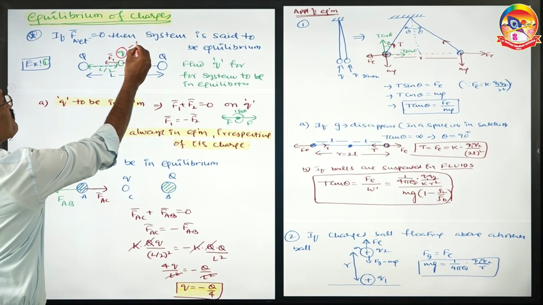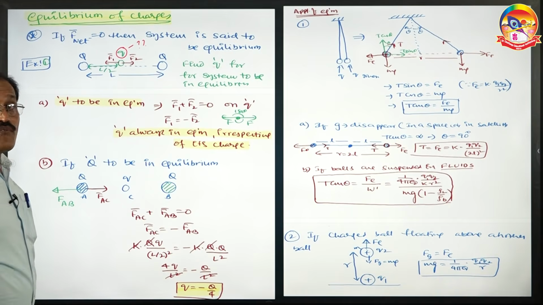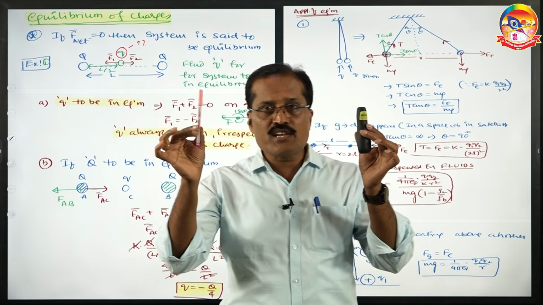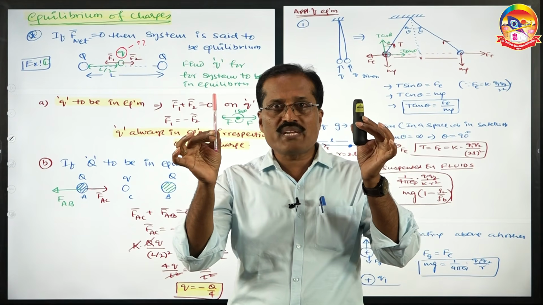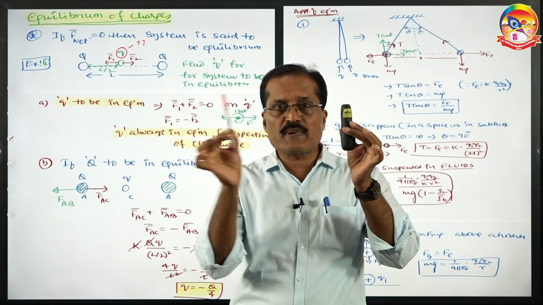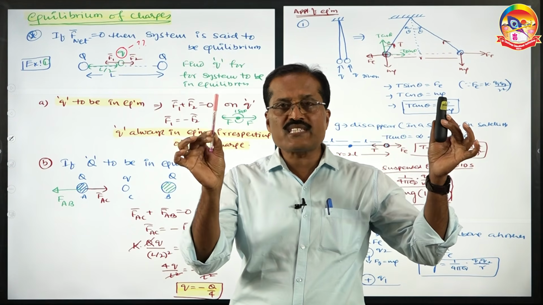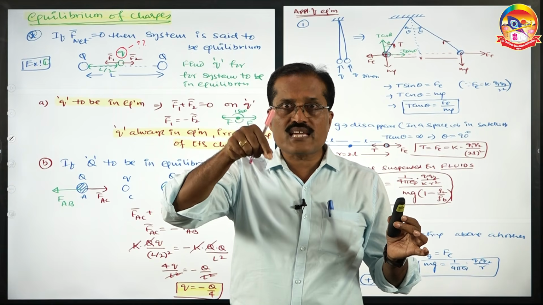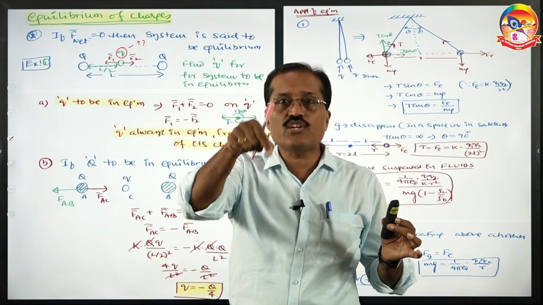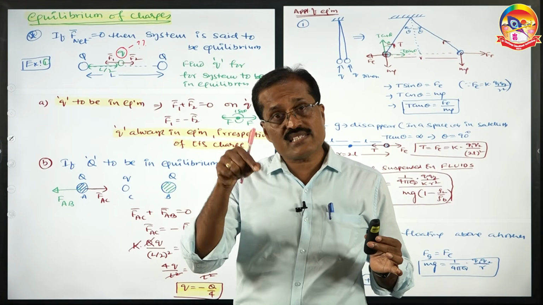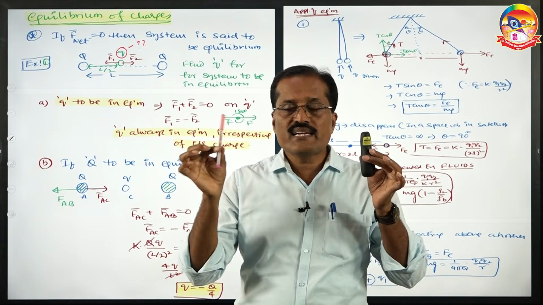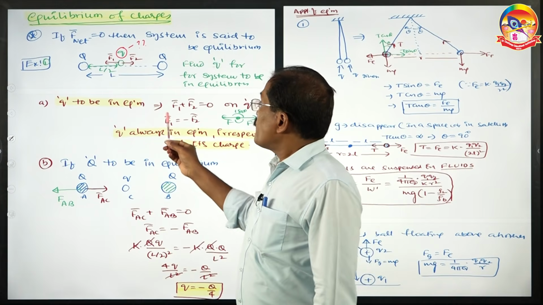What must be the value of this q for the system to be in equilibrium? In the absence of the small q, these two cannot be in equilibrium, because this experiences a repulsion force by this, and this also experiences a repulsion force by this. But when the third charge is kept somewhere in between, we need to calculate at what distance, and also what must be the value of q, so that the system is in equilibrium.